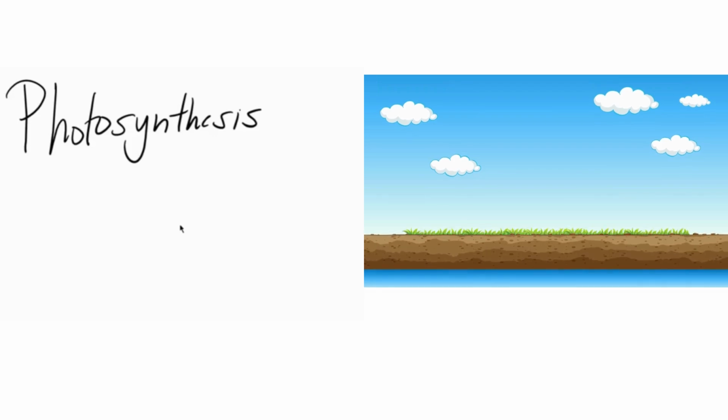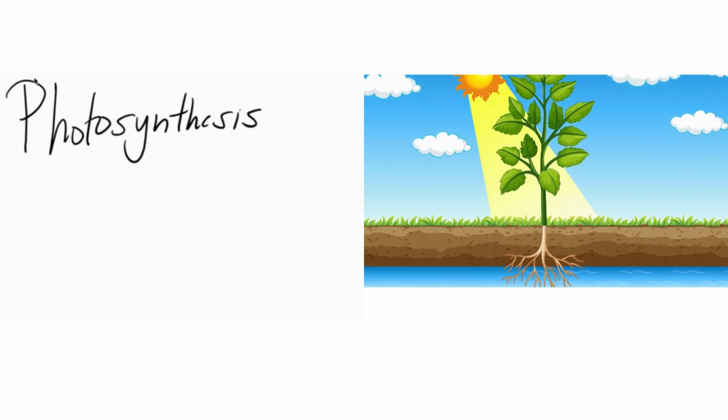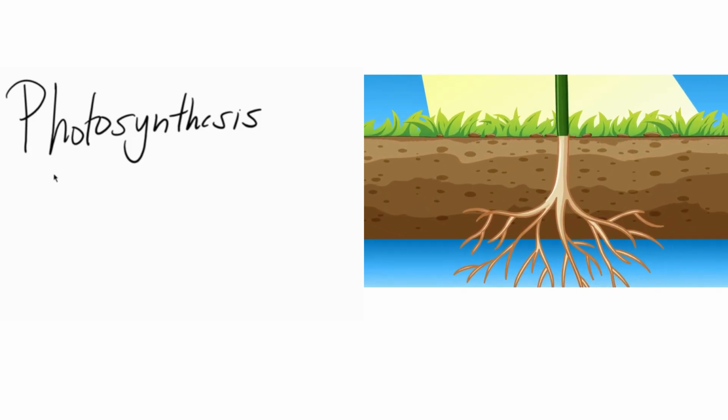Hello everyone, let's talk about photosynthesis, the process plants use to make their own food using light energy. Photosynthesis happens to have two stages.